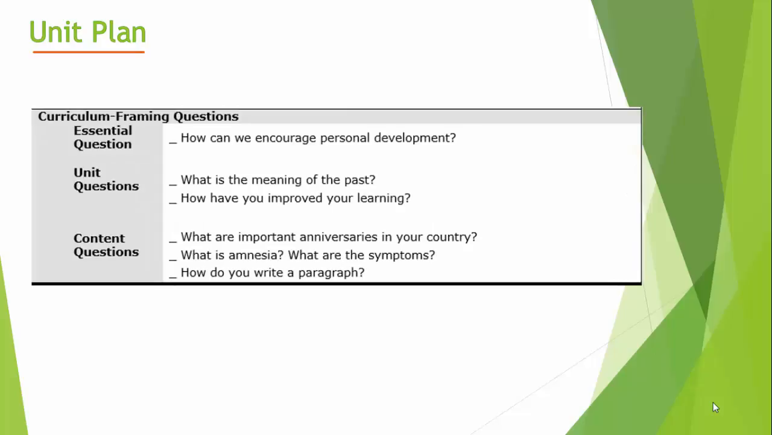About the curriculum framing questions, it has one essential question that connects to the other units in the book. That is, how can we encourage personal development? There are 2 unit questions. What is the meaning of the past and how have you improved your learning? And the last 3 questions will be focused on specific content such as what are important anniversaries in your country?